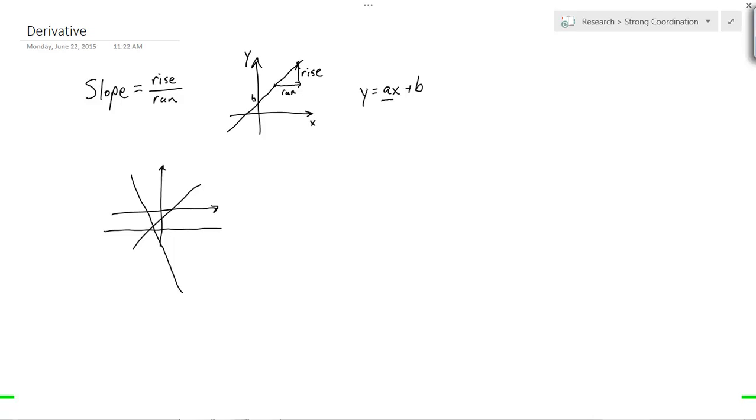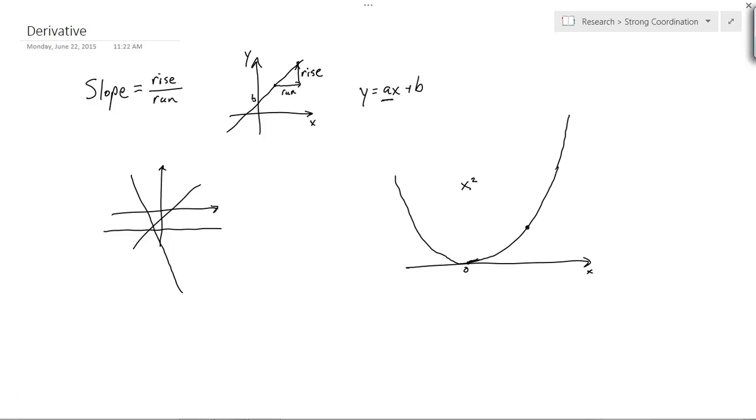Now let's do something a little more interesting. Let's look at this equation, x squared. By the way, I'm often going to call an equation a function. So there is the origin. That's x equals 0, y equals 0. And we have a couple of points that we know.